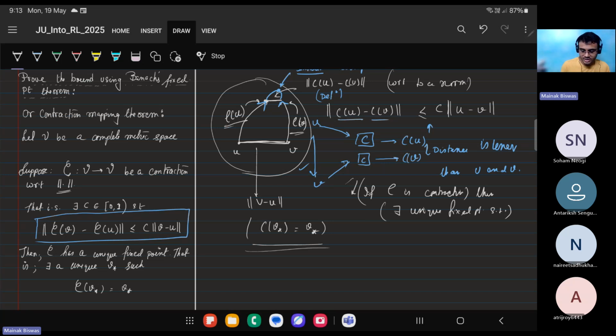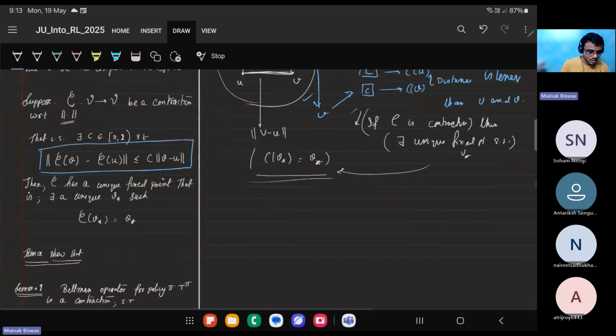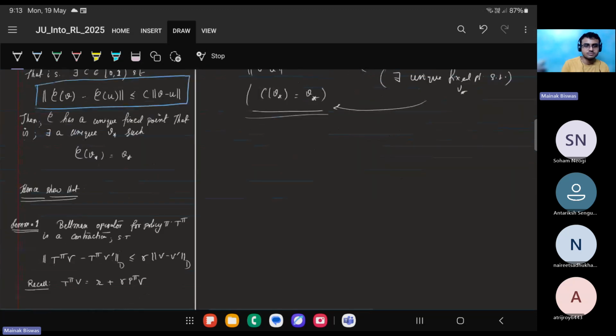That is V star. There exists a unique fixed point V star such that the contraction operator would return the fixed point to us back again.